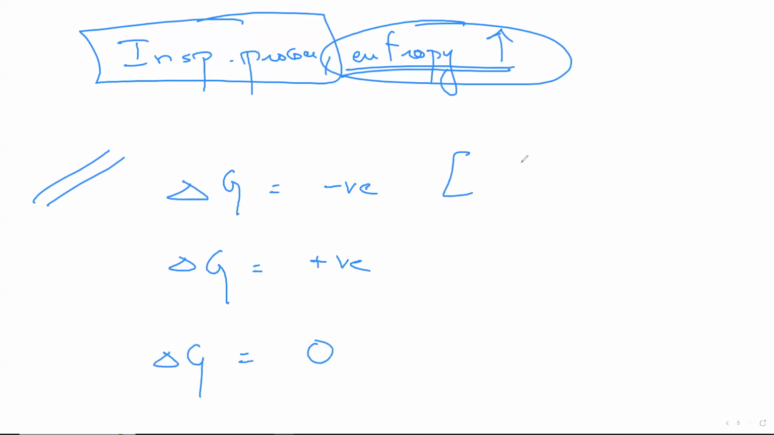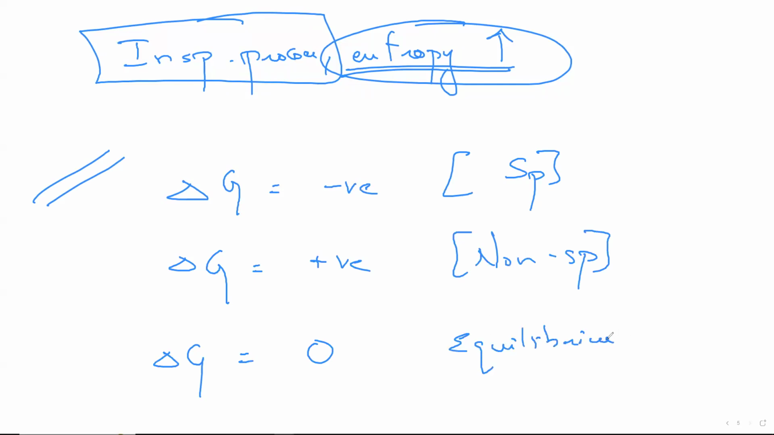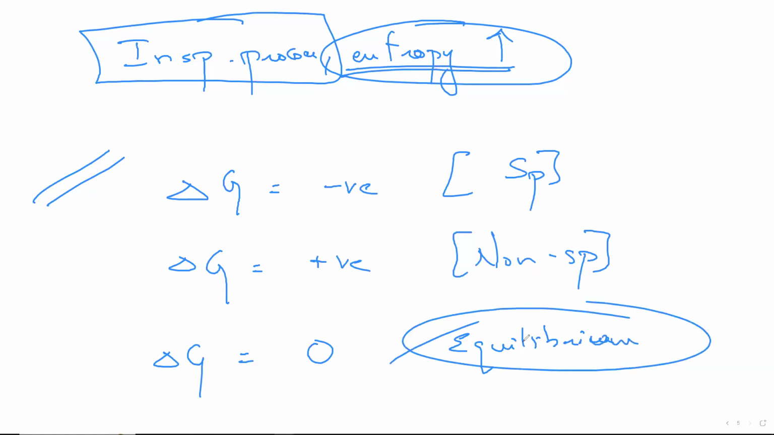Now, if it is negative in nature, then it is spontaneous. If it is positive, then it is non-spontaneous. If it is zero, then it is said to be at equilibrium. This is where we end the chapter, and this gives us the lead to the next chapter called equilibrium. Now, what is Gibbs free energy? I can teach you right now, but I won't, because it makes more sense for me to teach in terms of equilibrium.